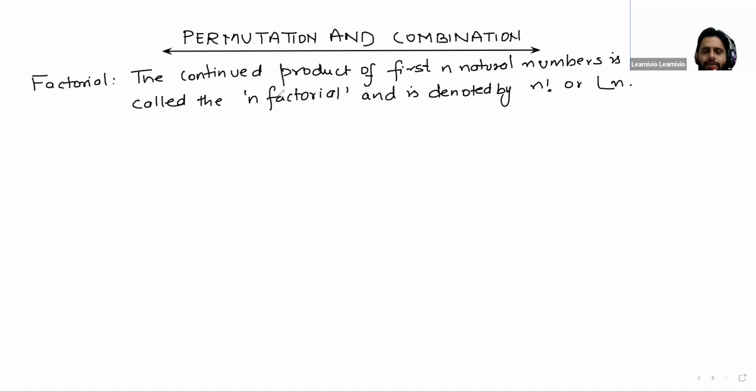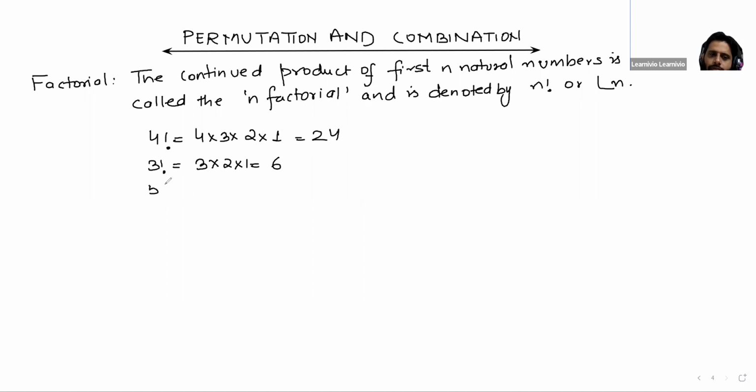Okay, so next our topic is permutation and combination. But before that, we will discuss the factorial. What is a factorial? The continued product of the first n natural numbers is called the n factorial, and it is denoted by this sign. So what is actually a factorial? Suppose we have 4 factorial, then this means 4 into 3 into 2 into 1. You expand in this way, 4 into 3 into 2 into 1, which will give you 24. You have 3 factorial, so this will be equal to 3 into 2 into 1, which is equal to 6.